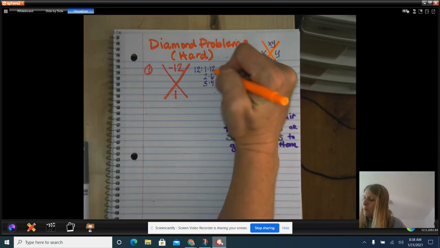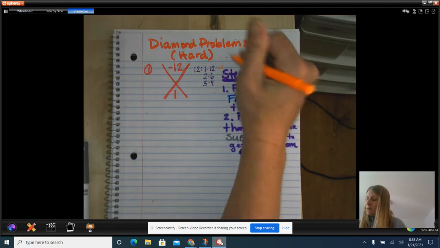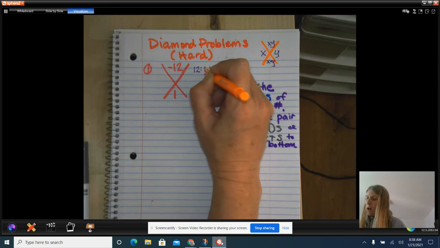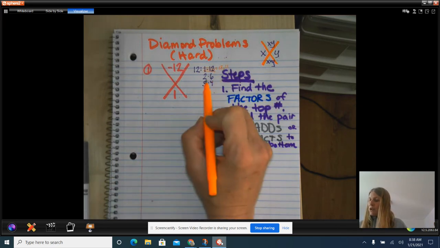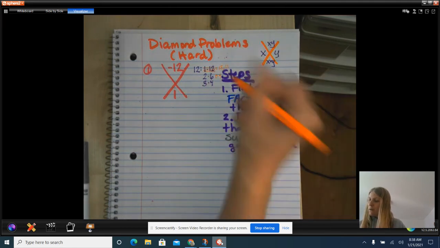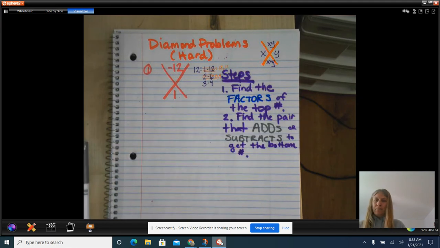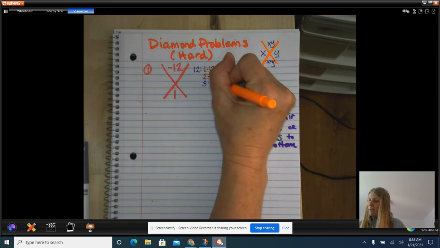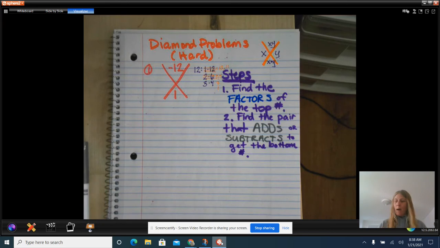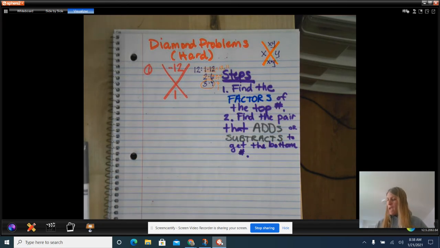So I know 1 plus 12 is 13, and I know 12 minus 1 is 11. Neither of these are 1, so I know that this is not my answer. 2 plus 6 is 8. 6 minus 2 is 4. Okay, neither of these are 1, so I know 2 and 6 is not the answer. 3 plus 4 is 7, and 4 minus 3 is 1. Ding, ding! I'm looking for that 1. So I know that these are going to be my pairs.